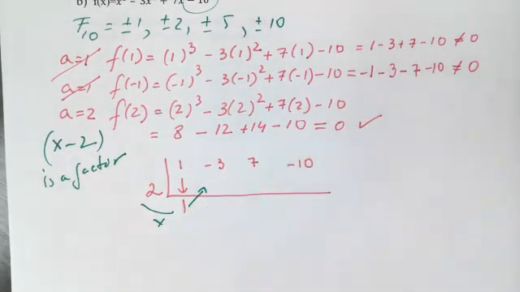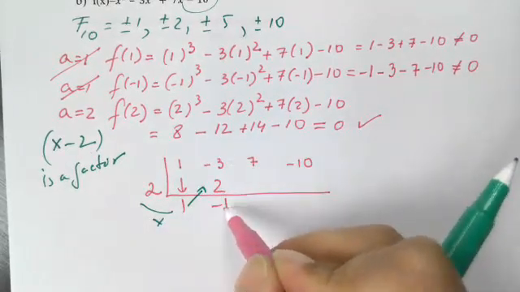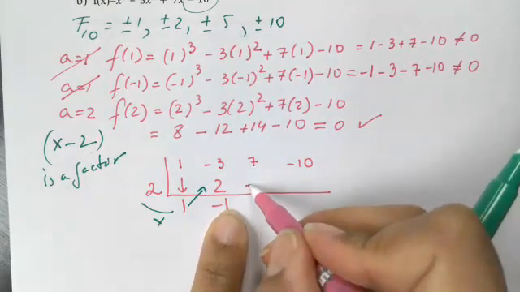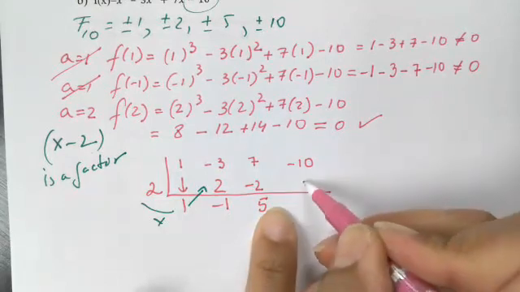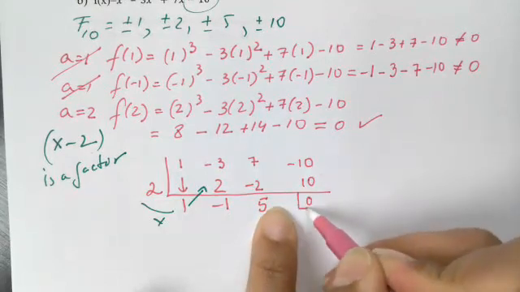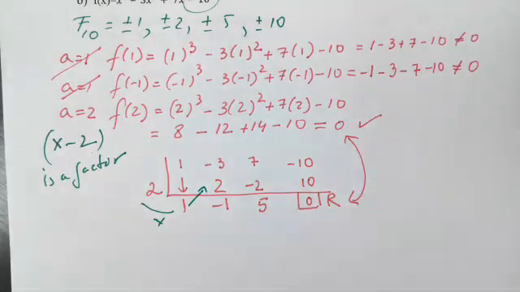2 times 1 is 2. Add vertically, -1. 2 times -1 is -2. Add vertically, 5. 2 times 5 is 10, which equals 0. It's going to be 0 because you already said it's going to be 0. And we are left with our quotient there.